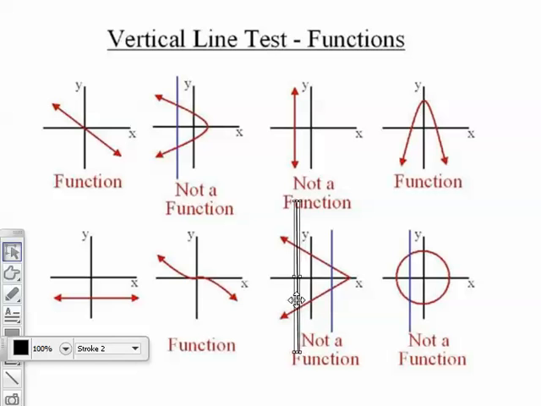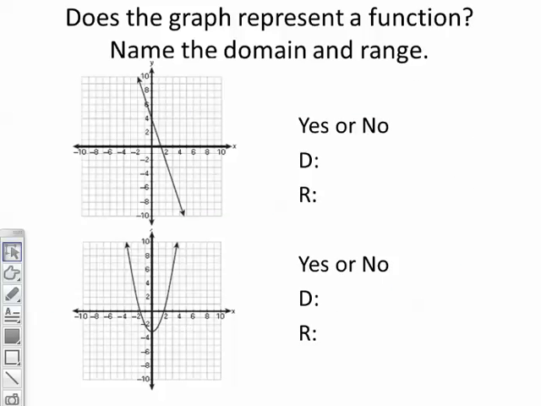How about this one? No, my vertical line's touching it in more than one place. Not a function. How about the circle? Circle is not a function. See how it's touching it in more than one place? Not a function.